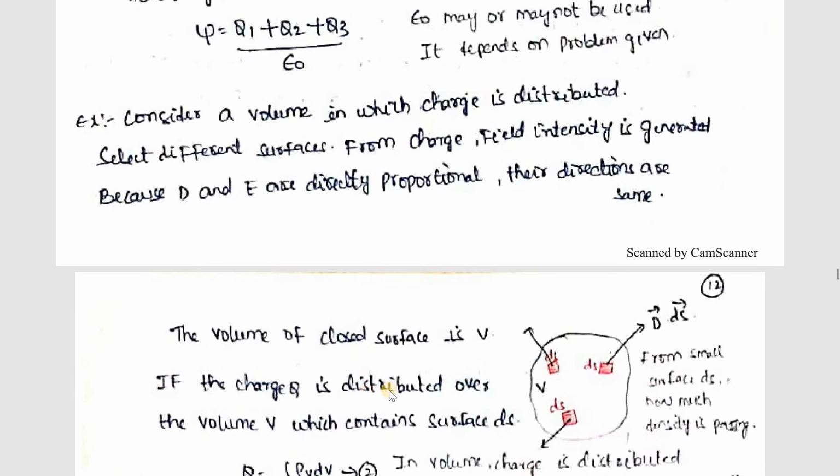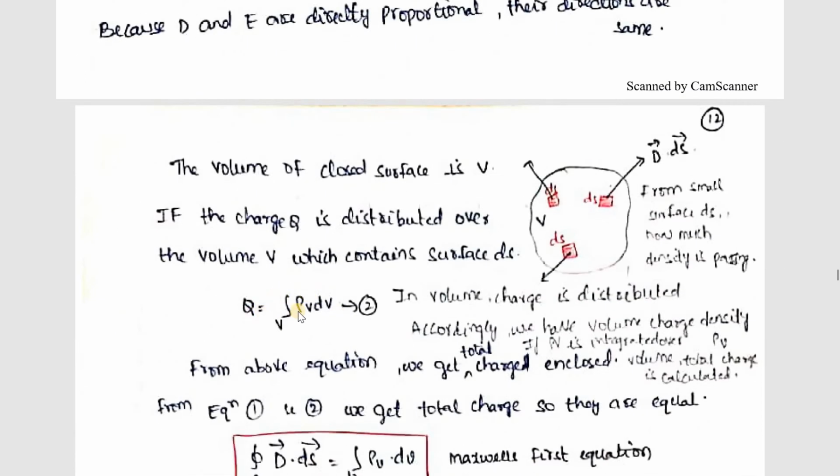Similarly, consider another example, a volume in which charge is distributed. In this volume, select different differential surfaces. Since charge is distributed, electric field intensity is generated. The direction of D and E are the same, because D and E are directly proportional. The charge is distributed over the volume which contains S. So the total charge enclosed by this volume is given by Q is equal to the integration over V of rho V dV.